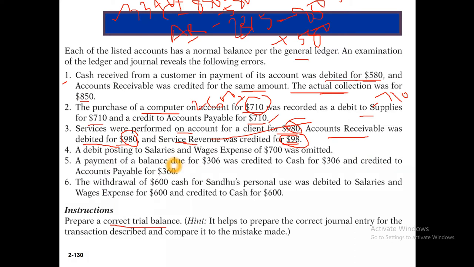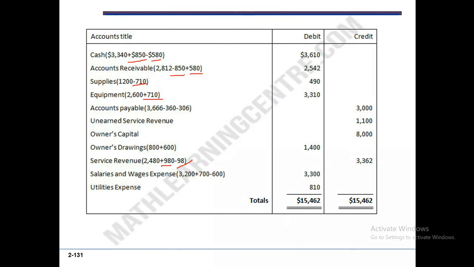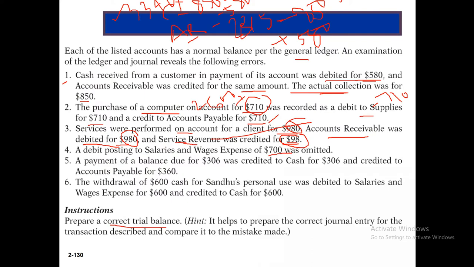And now a debit posting of salaries and wages expense 700 was omitted. Now we should add this amount. So salary and wages expense is 3200 in our trial balance, and now we need to add 700.